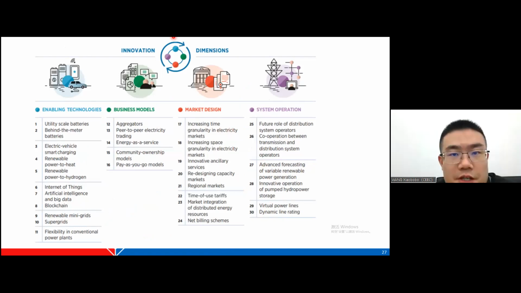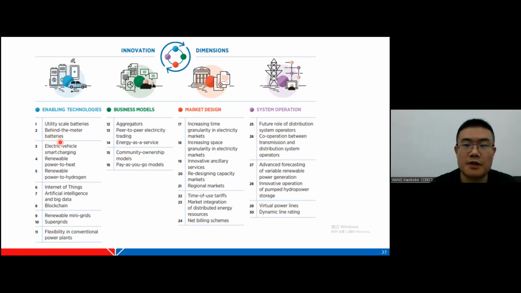So we can see the innovation dimension, the enabling technology. It's very important. Without all these measures, wind power cannot be developed to the scale mentioned. No way. So the utility scale battery as an energy storage measure, and behind the meter battery, which means the battery or the energy storage on the generation side, integrated in the wind turbine even.